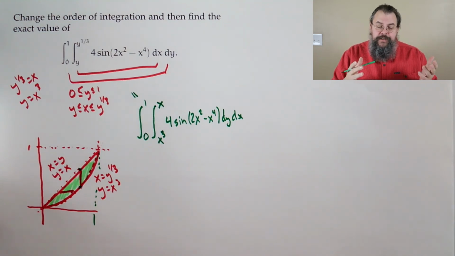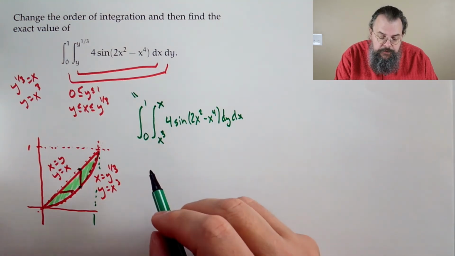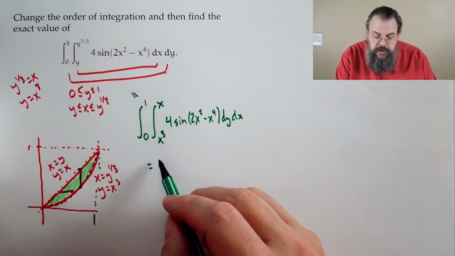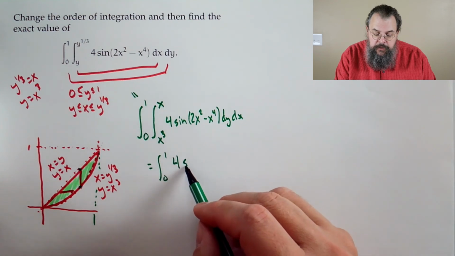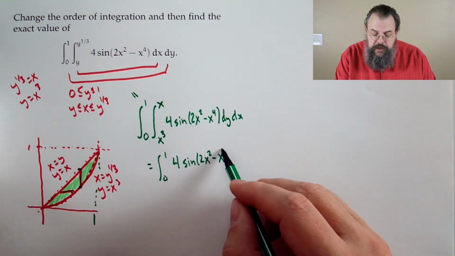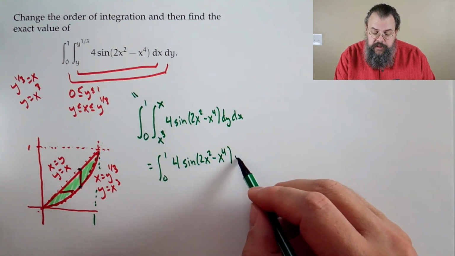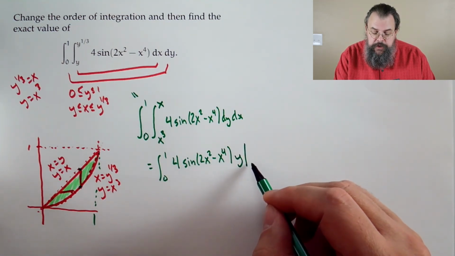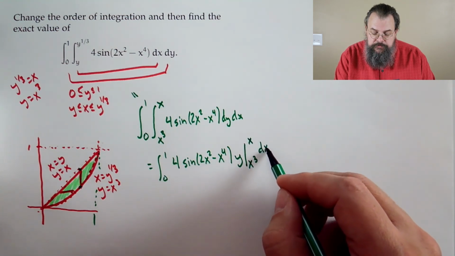We also have to find the exact value. So we have to carry out the integral. That's what it's asking us to do. Well, that's not too bad. Integral 0 to 1. Because when we integrate this with respect to y, well, there is no y. So this is acting like a constant. So we get all that times y, and we evaluate from x cubed up to x.